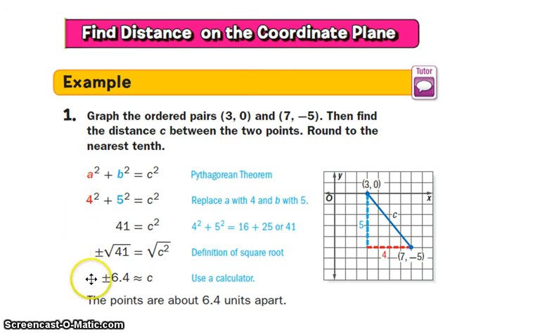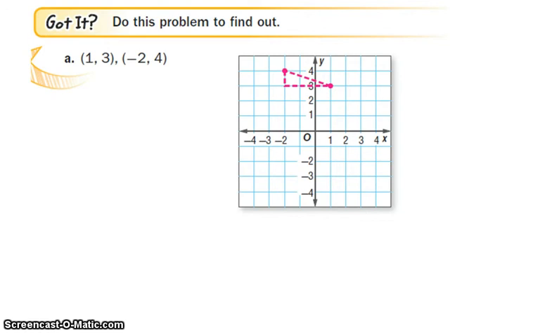Then they solved and they got 6.4. So this length, the distance between 3, 0 and 7, negative 5, is about 6.4 units. Okay, so we're doing the same thing, but now we're working with distances. Let's take a look at your Got It problem.